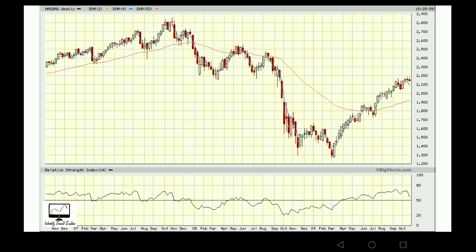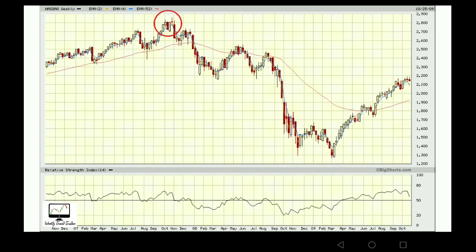But let's just look at what happened before that. There's not always this warning indicator. Yes, we dropped below the 52-week moving average. That is key. But there's something else here that showed us and warned us that something was coming. If you look back before we dropped below the falling 52-week moving average, we had a head and shoulders.